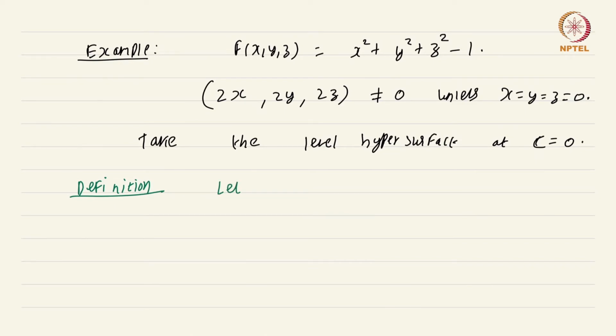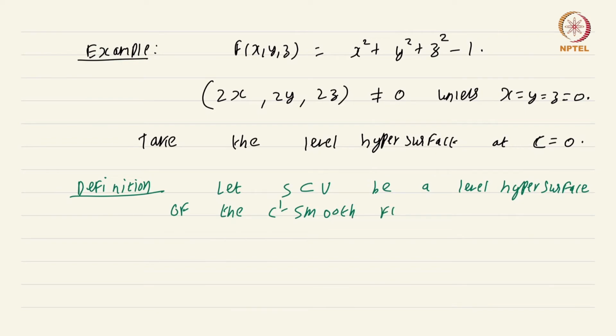So let S subset of U be a level hypersurface of the C1 smooth function f from U to R with C equal to 0. Of course, I'm going to assume that level hypersurfaces are always non-empty. I'm going to assume that there is some point where f takes the value 0.